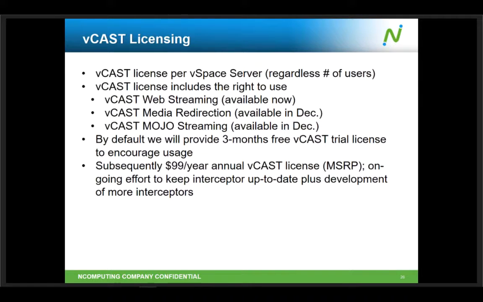vCast licensing, like I said, is provided by default for 3 months free. It's a trial license. We encourage everybody to use it. It is licensed on a per server basis, regardless of the number of users. The vCast license gives you the ability to use the web streaming feature, the media redirection, and Mojo streaming, and it is $99 per year per server. Again, that's the MSRP. The point here is the ongoing effort to keep the interceptors up to date, plus development of more interceptors. If you pay the $99 per server and enable or buy the vCast Premium feature, we will keep that up to date for you via the management portal services.